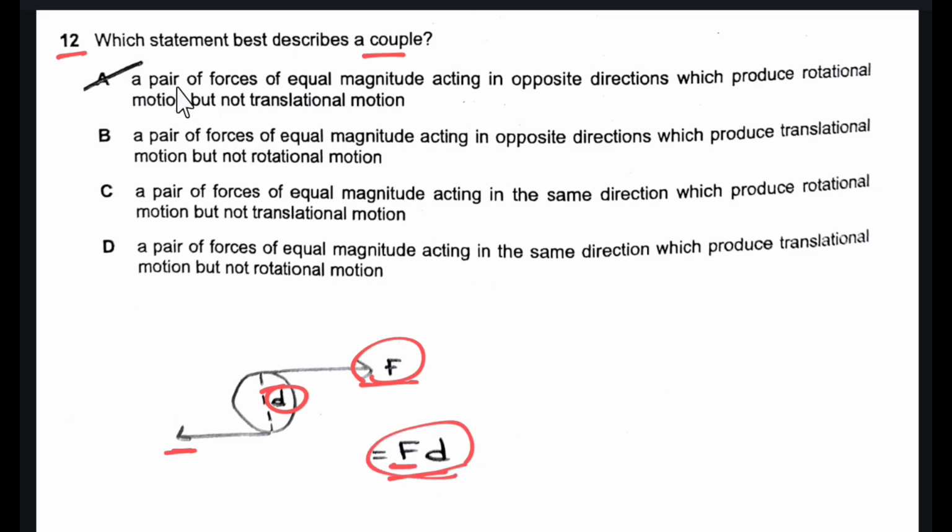So which statement best describes a couple? A pair of forces of equal magnitude. Yes, the forces are of equal magnitude acting in opposite directions. Yes, which causes the object to rotate. This statement is also correct, but no translational motion, that means it only causes the object to rotate and nothing else. So option A would be correct.